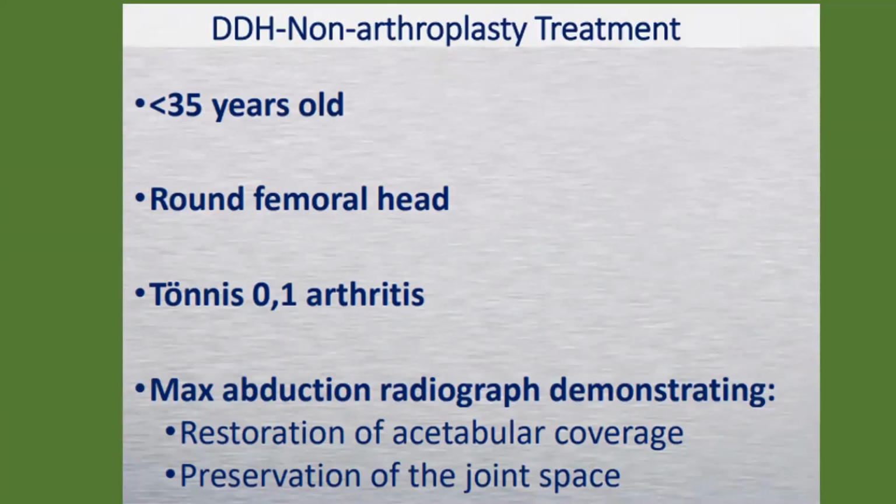We have a patient less than 35 years old who has a round femoral head. He has Tonnis 0 to 1 arthritis, which I will be discussing very soon. You have to take maximum abduction radiographs. You should see whether the head is covered in this position and whether there is a normal joint space. Then you can do surgery on these patients. And this will bring us to periacetabular osteotomies.